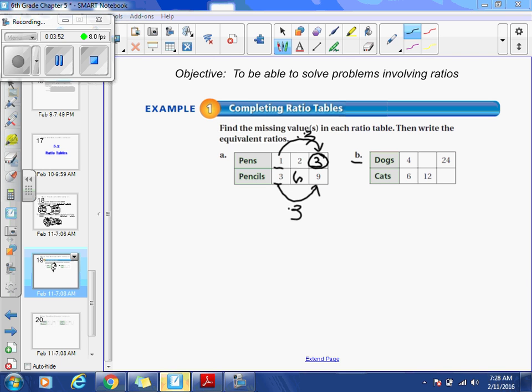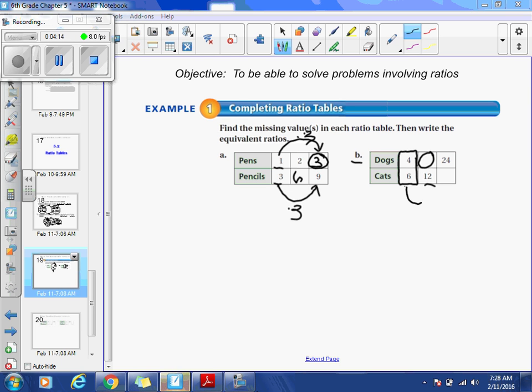Part B, dogs and cats. All right, so I'm just going to start with one of the empty boxes. I don't know how many dogs there would be if there's 12 cats. But if I look at this ratio that I already have where both parts are filled in, it's kind of like your base ratio, the one you'll keep going back to. Both parts are filled in, 4 dogs for every 6 cats.